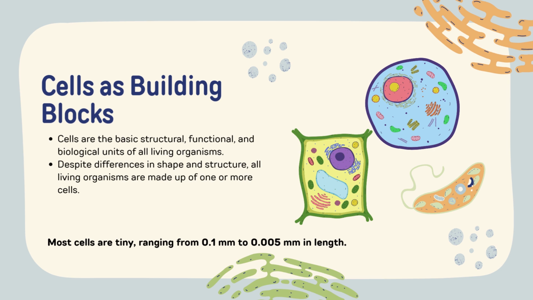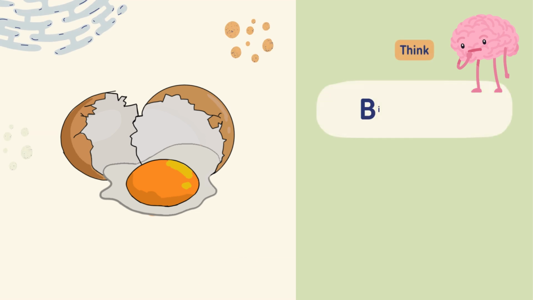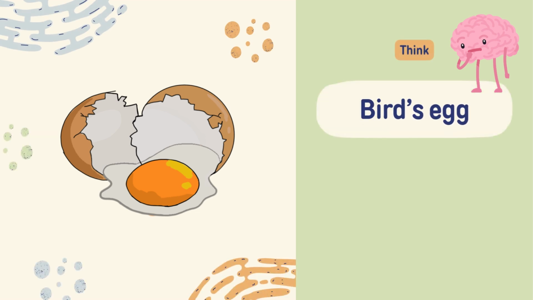But not all cells are tiny. We have some cells that are big, as you see here, the bird's egg. The bird's egg consists of only one cell. So this is an example of a big cell that we can see with our naked eyes.